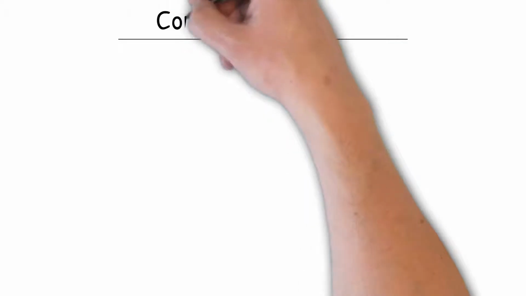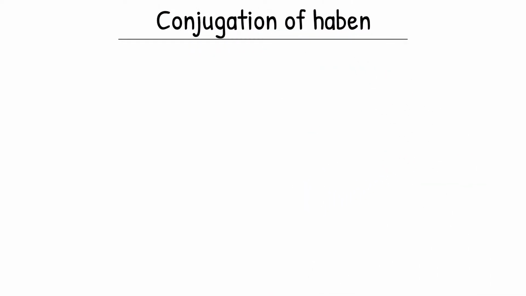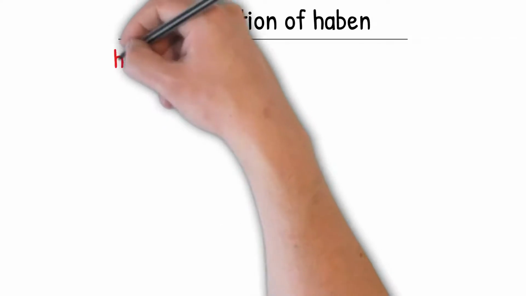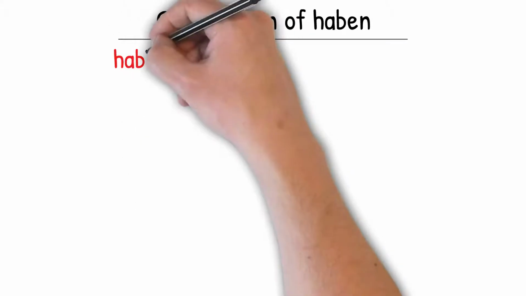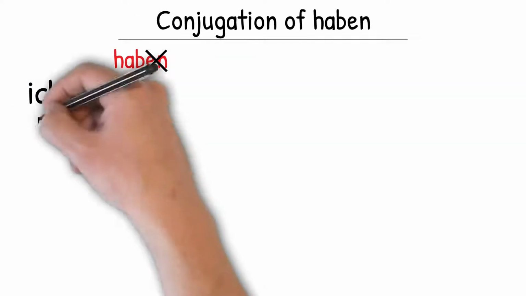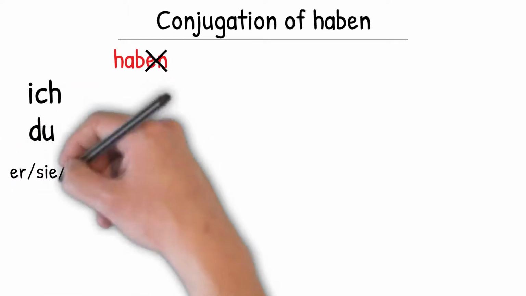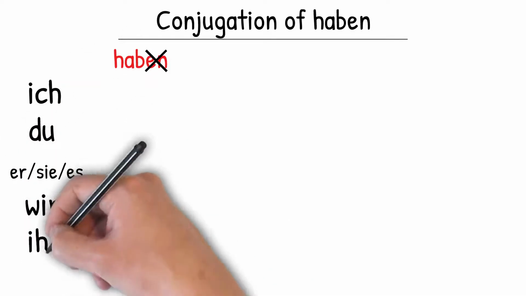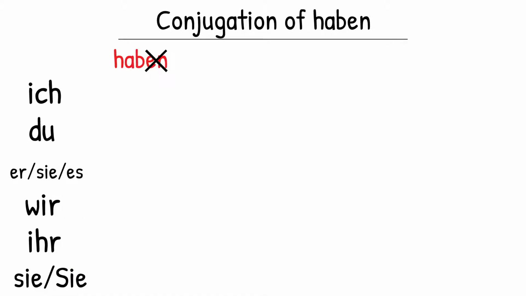Therefore, we're going to start with the conjugation of haben. Don't be put off by the long word conjugation. It pretty much just refers to the process of putting the right ending on the verb. So we start with the infinitive, haben. We chop off the en, like any other German verb, and then we put the endings on according to the German pronouns ich, du, er/sie/es, wir, ihr, and sie.